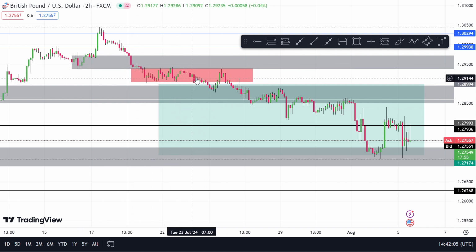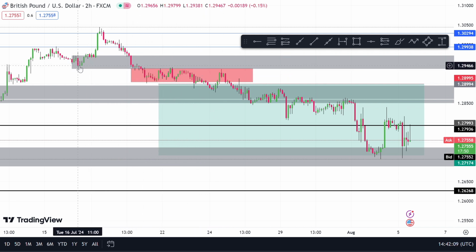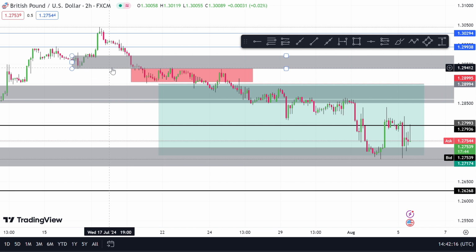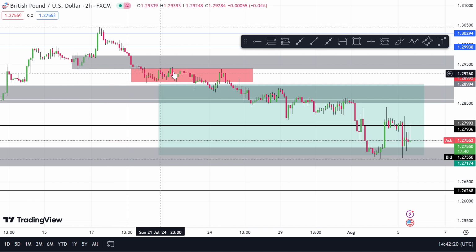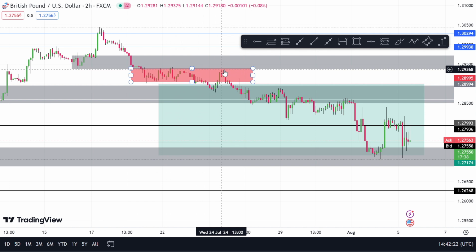It consolidated a little bit at this point. So I waited for price to come and touch this zone, this demand zone, which is now a supply zone. This is one of the best ways of trading. This is what I have been telling you guys.